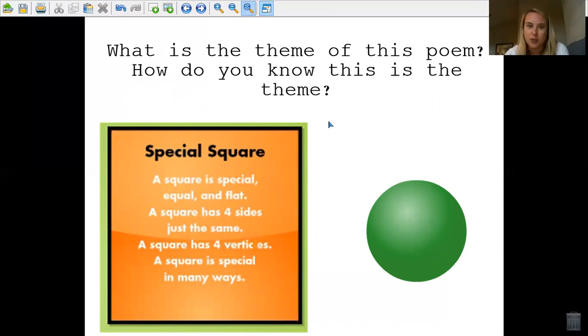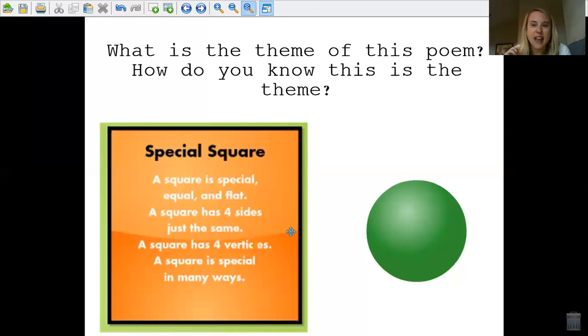So it says, what is the theme of this poem? How do you know this is the theme? So let's look right here. It says Special Square is the title. A square is special, equal, and flat. A square has four sides just the same. A square has four vertices. A square is special in many ways. Now pause the video right here and think in your head, what could the theme of this poem be?